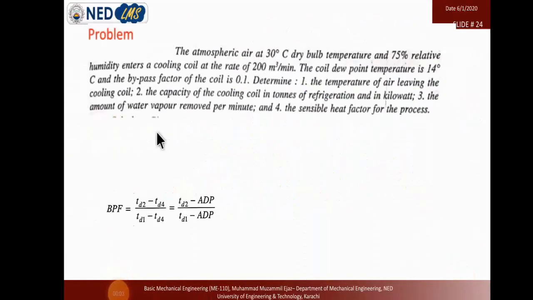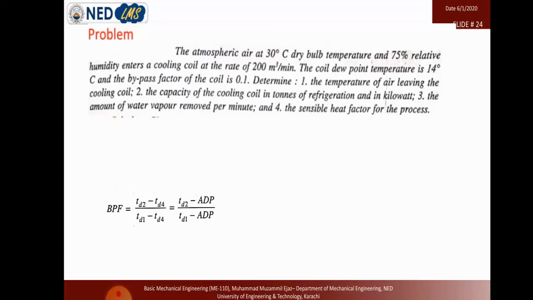For the psychometric chart, this is the only numerical I will cover in the lecture, and the remaining two to three numericals similar to this problem I will give as homework for practice for the paper. And this type of question will definitely come in the paper, because only one numerical is covering the whole HVAC. So this is a very important numerical.